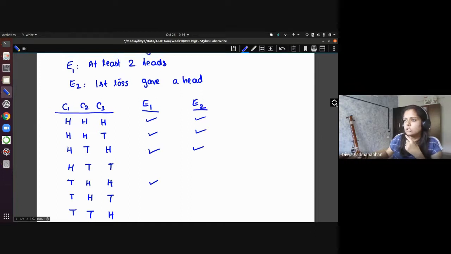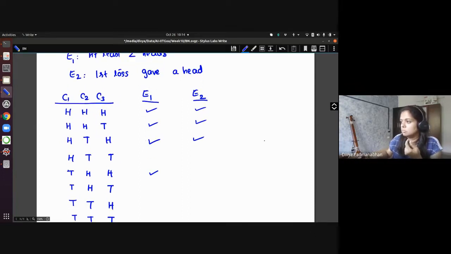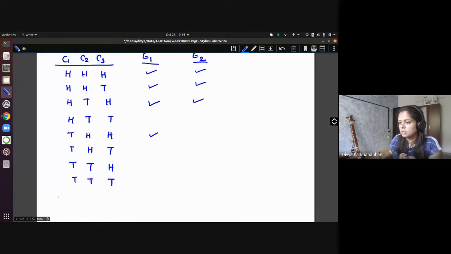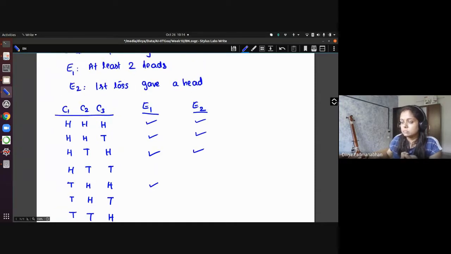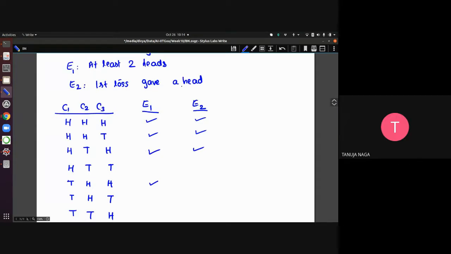Now if you want to find the probability of E2 given E1, that is, the probability that the first toss gave a head, given that at least two are heads, what is this value from here?